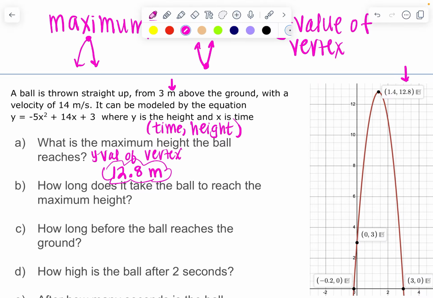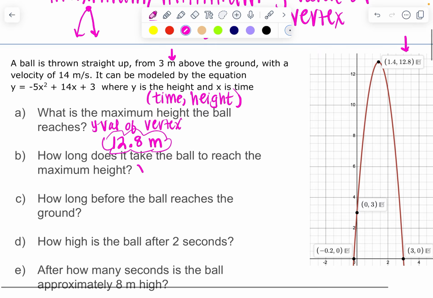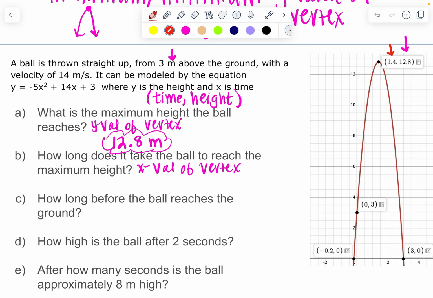How long does it take the ball to reach the maximum height? That's the x value of the vertex. So if I look at my vertex, again, my x value is 1.4, but we have to know, is it seconds, is it hours, is it days, is it months? Here they're telling me meters per second, so that means that my unit is seconds.